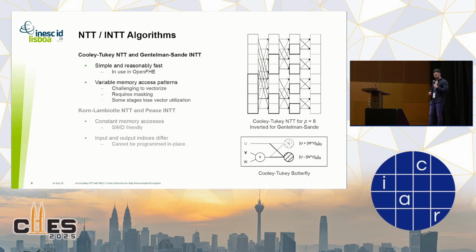In our implementation of these algorithms, we require some masking, which lowers the vector utilization and kind of kills the performance a little bit. So this is how Cooley-Tukey works, and Gentleman-Sande is basically the same thing, just the other way around.